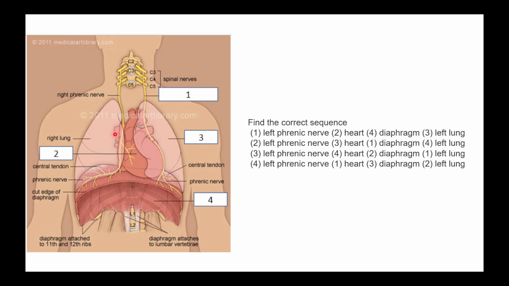So these are the lungs, and below the lung we have the dome-shaped diaphragm. The diaphragm movement is regulated by the brain. By which particular nerve?